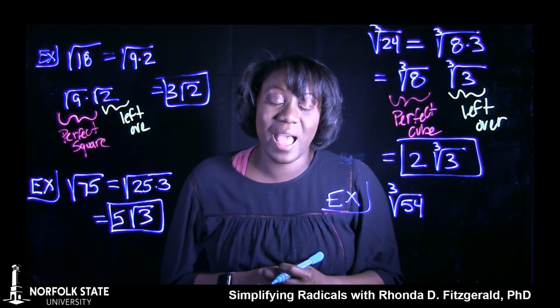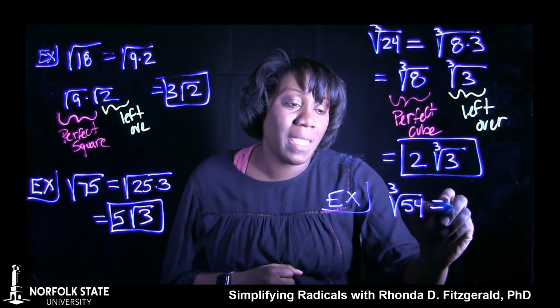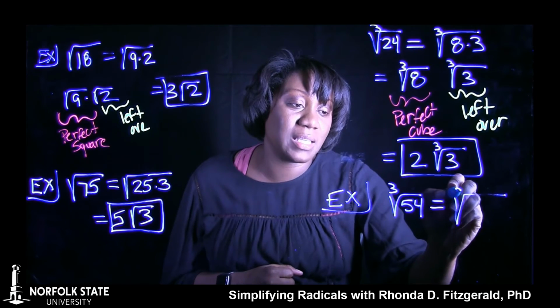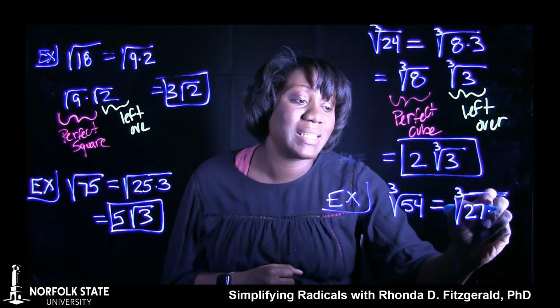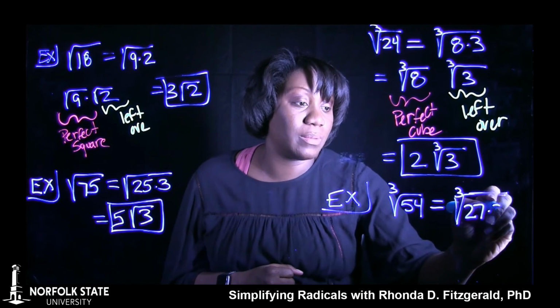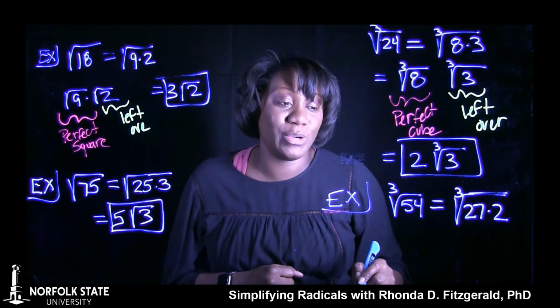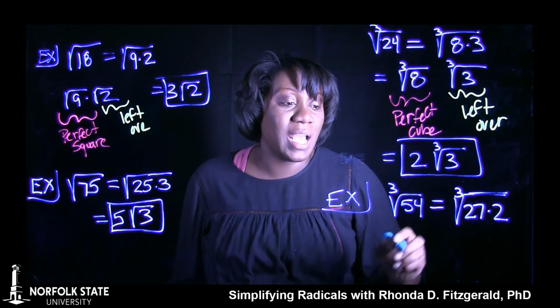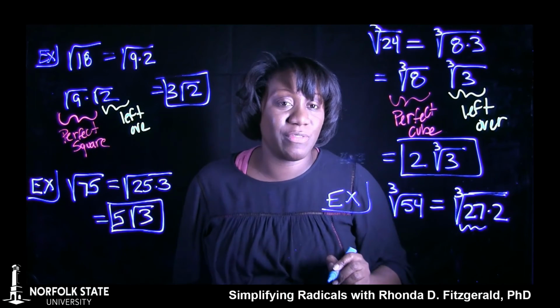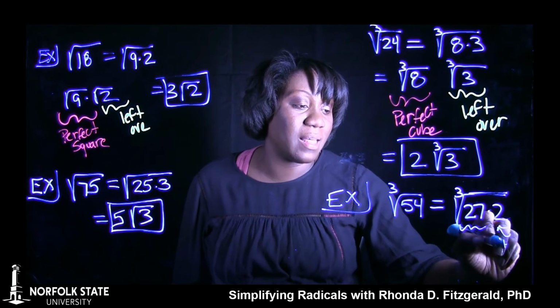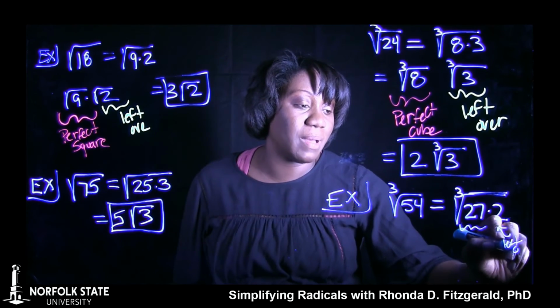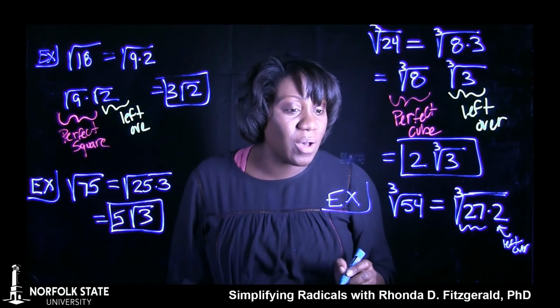But let's look at it. How can I break up 54? And I want to break it up as the cube root of 27 times 2. 27 times 2, that gives me 54. And 27 is my perfect cube part. And then this is my leftover. That's my leftover part.